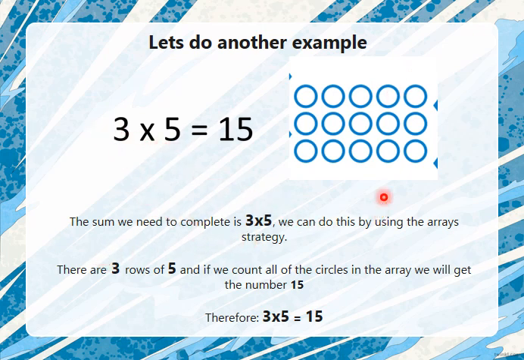So we know that we can use our array to get the strategy and get our answer. There are the 3 rows of 5, and if we count all of the circles in the array, we will get the number 15. 1, 2, 3, 4, 5, 6, 7, 8, 9, 10, 11, 12, 13, 14, 15. So in our 3 rows of 5, we have 15 dots. Therefore, 3 times 5 equals 15.